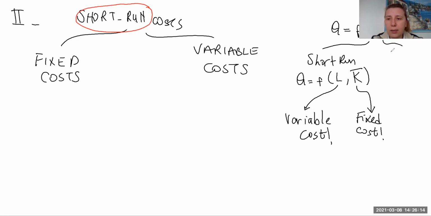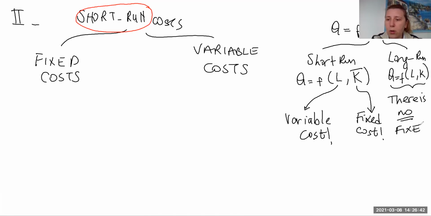And as you can guess, we define long run production as the time interval which allows both labor and capital, all of the inputs, to be variable. So in the long run, because all factors are variable, we can say that there is no fixed cost in the long run. All costs are variable. Only variable costs we have in the long run because all factors are variable.